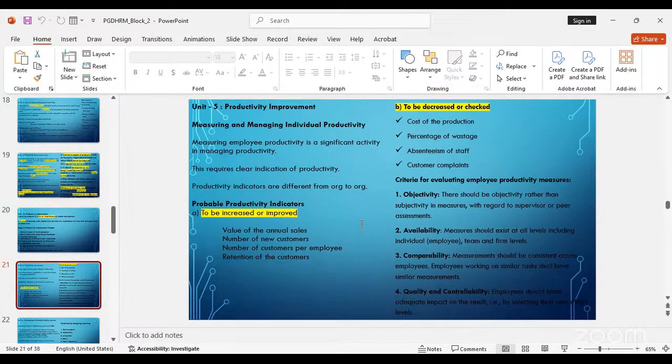So, what kind of measures can be taken to improve individual productivity? Measuring is very crucial and it requires clear indications of productivity.